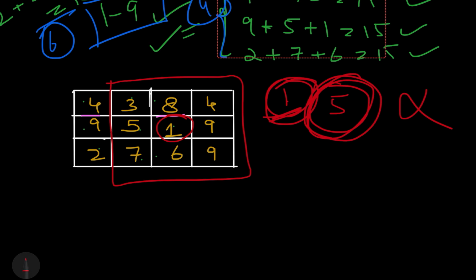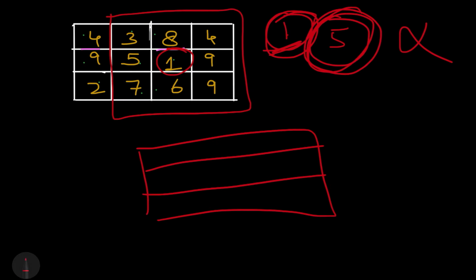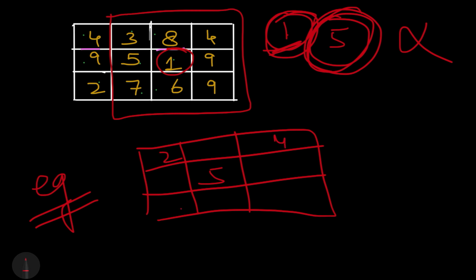Now let's take another example. Suppose we have a 3 by 3 grid which has a center of 5. All the columns are even and all our centers are the same.